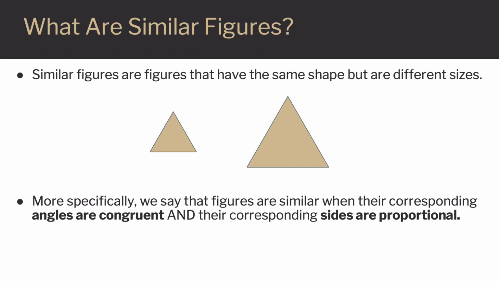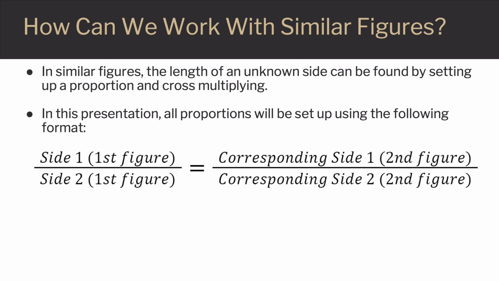So how can we work with similar figures? Well, as we just mentioned, in similar figures, corresponding sides will be proportional to each other. What this means is that if you have an unknown side, you can find its length by setting up a proportion and cross-multiplying. In this presentation, all proportions will be set up using the following format. Side 1 of the first figure over side 2 of the first figure equals corresponding side 1 of the second figure over corresponding side 2 of the second figure.